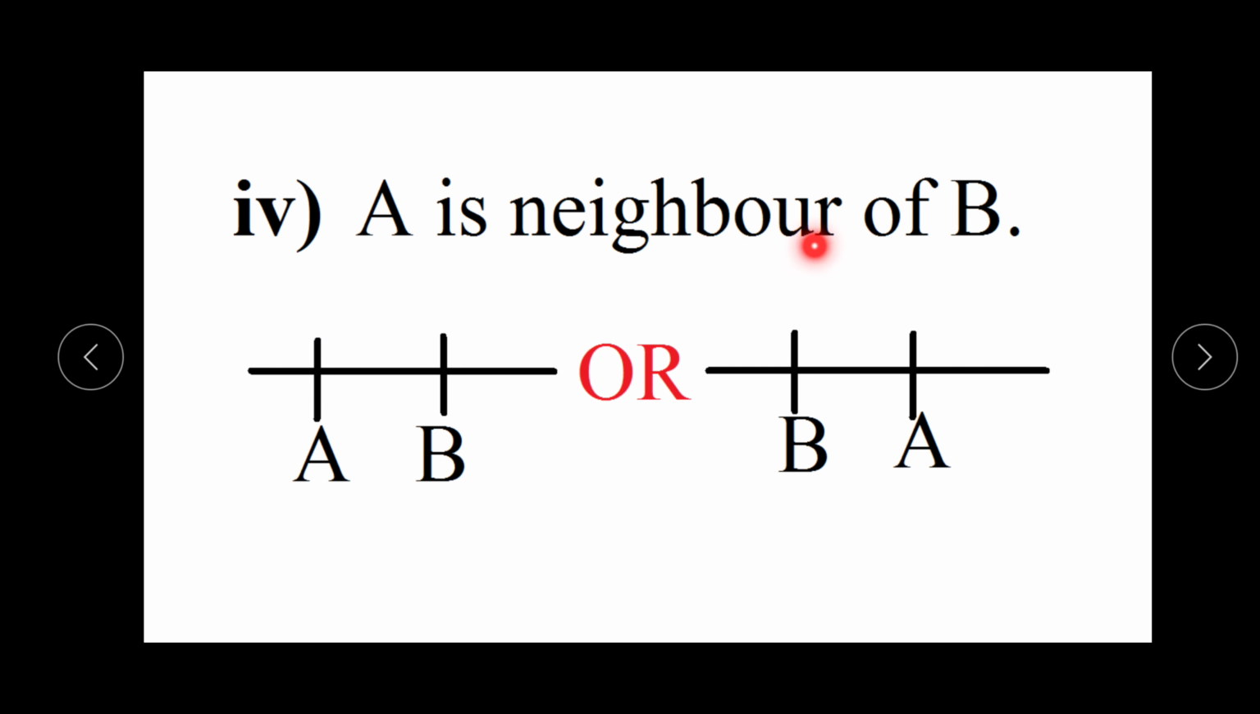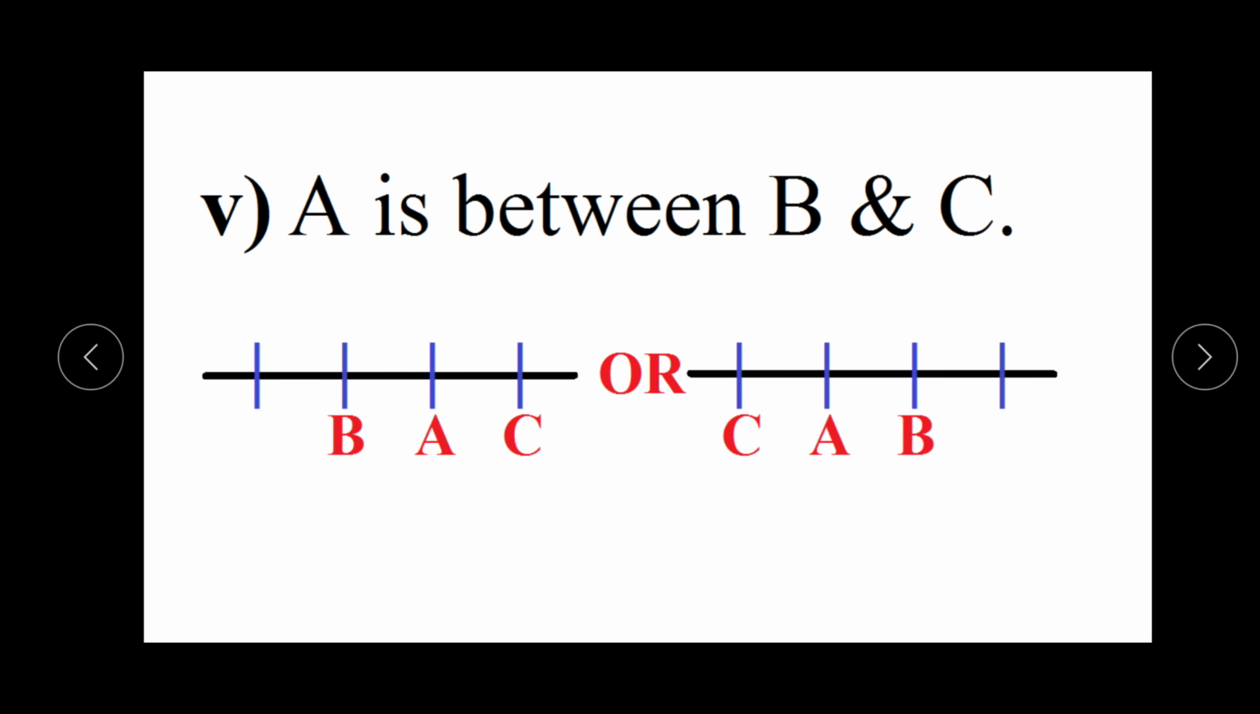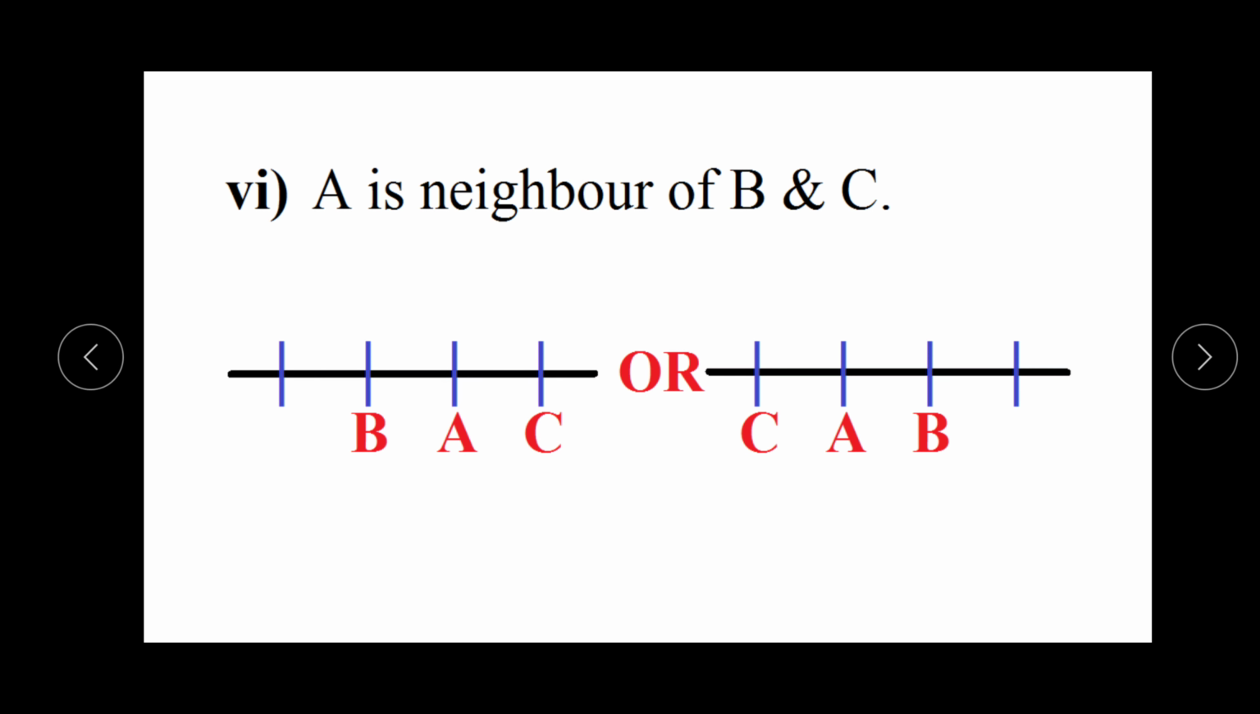If it is given that A is neighbor of B, then A can be to the left side of B or to the right side of B. In both directions, A is neighbor of B. If it is given that A is between B and C, then B and C can be arranged like this, and C and B can be like this also. A is neighbor of B and C: this is similar to the previous statement, A is between B and C. Here also the positions of B and C are like the previous statement.